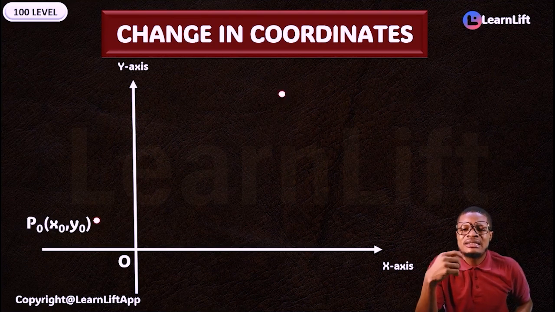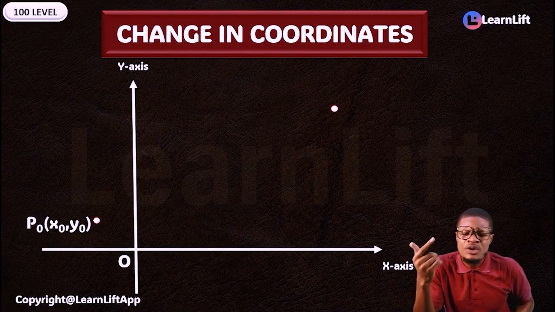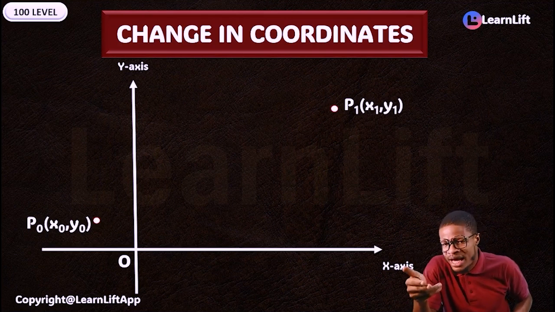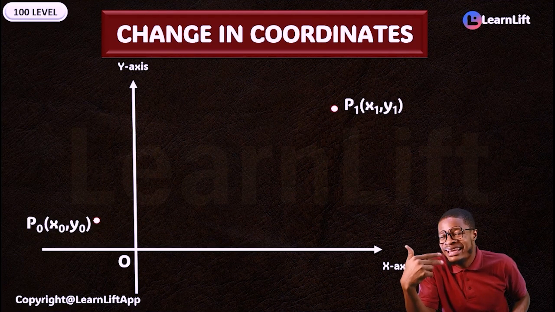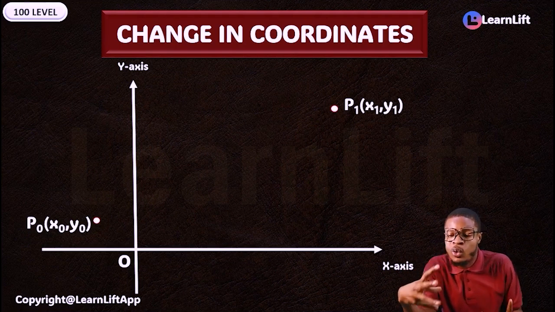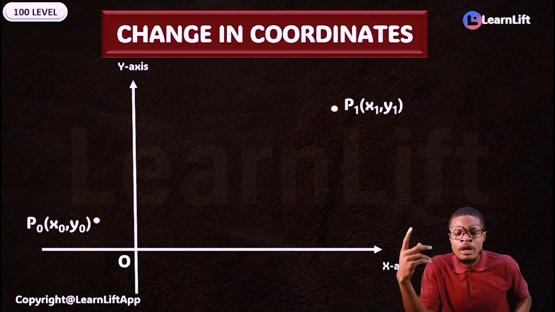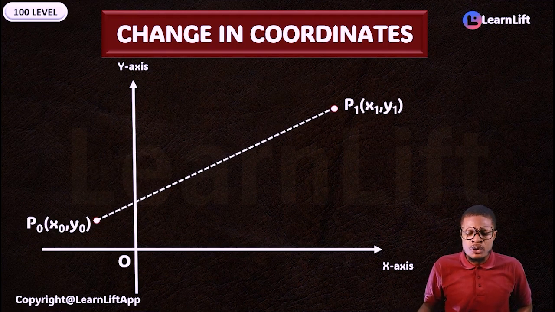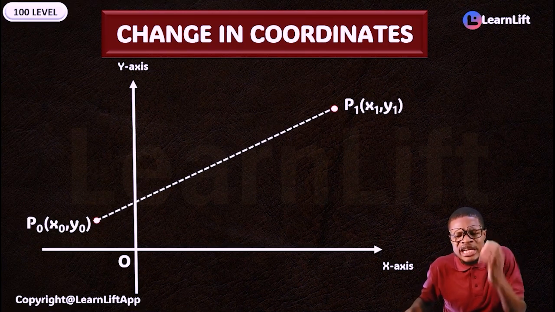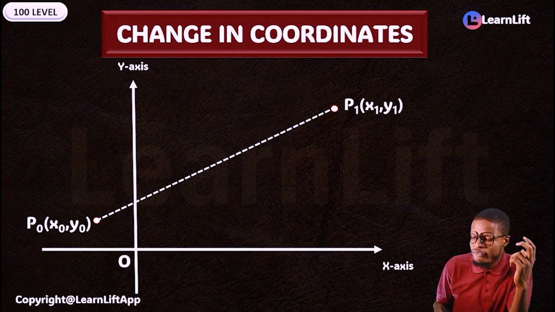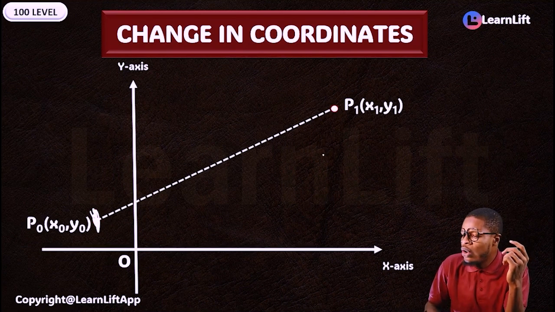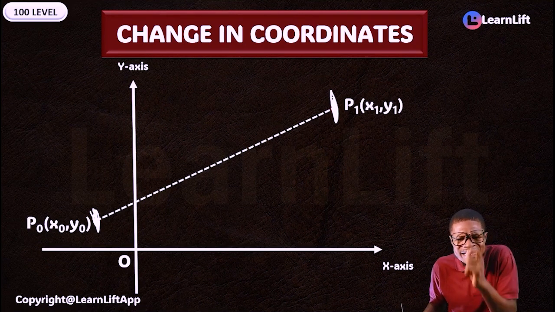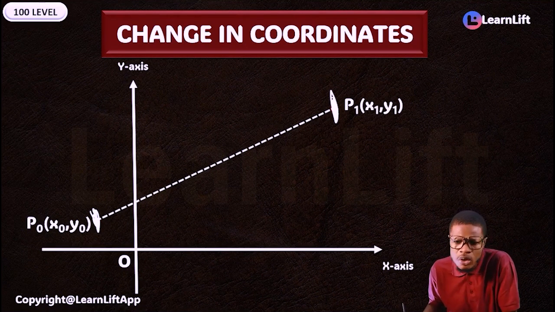And this is another point, and I decide to call this point P1. P1 has coordinates x1, y1. So we have P0 and we have P1 on the coordinate system. If I link P0 and P1 together, let's join them together, there is a change in position from my P0 all the way to my P1. That change in position is what we refer to as change in coordinates.